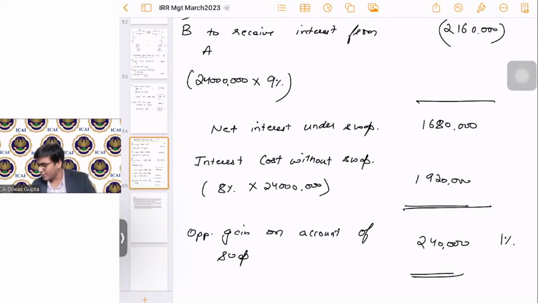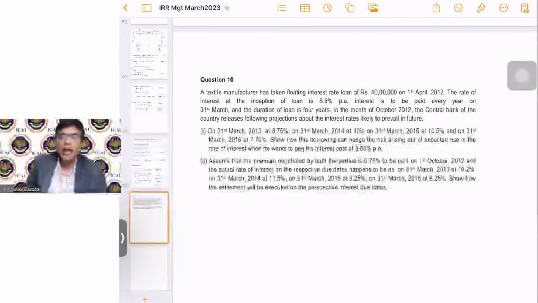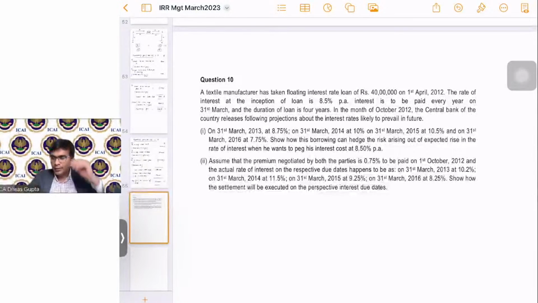If there are no queries, then we can go further. So this is the last question of the session. Then for another 15-20 minutes, we will just quickly take a revision of the entire thing that we have studied and then we will wrap it up.